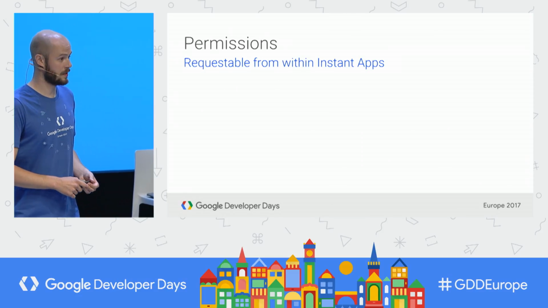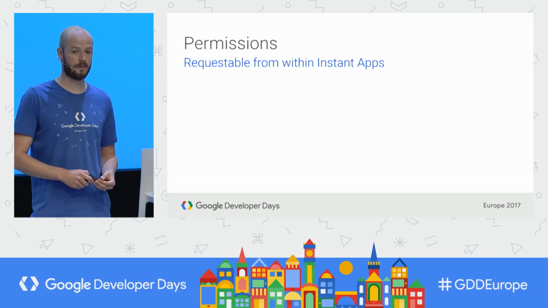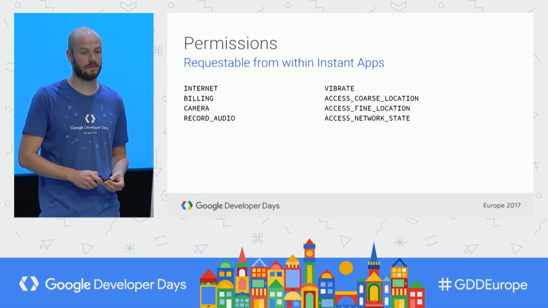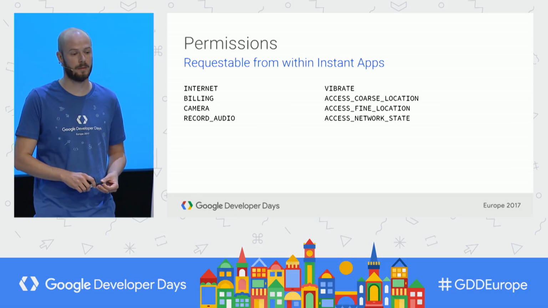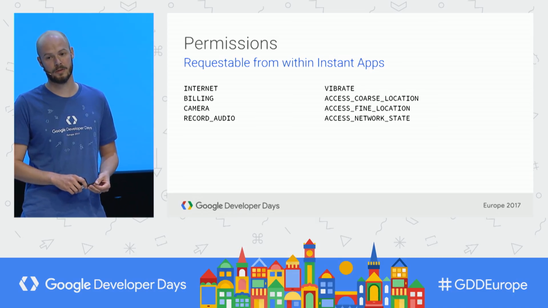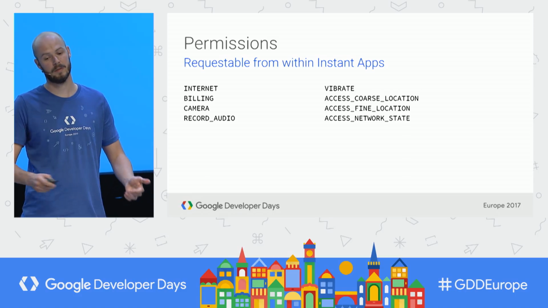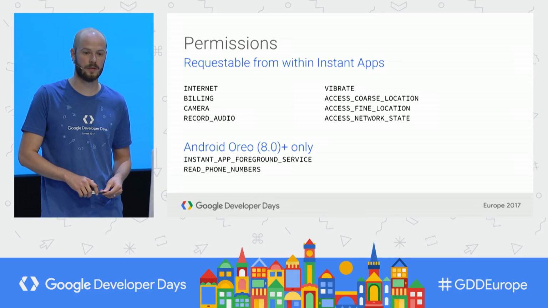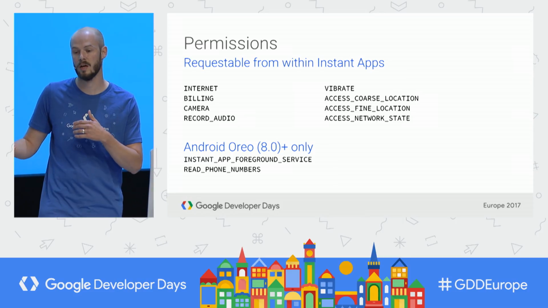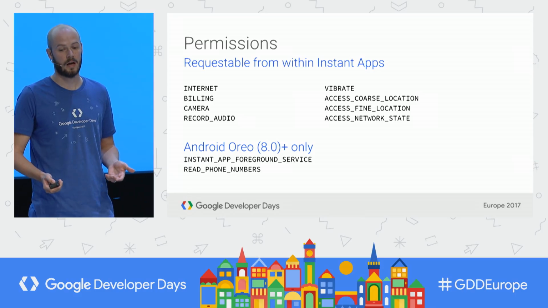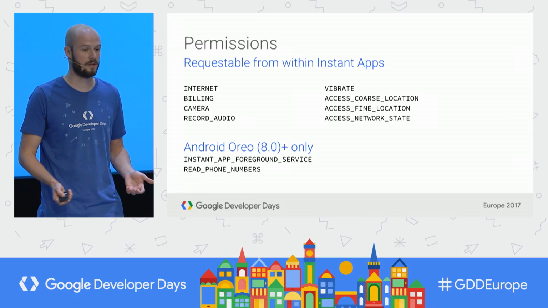When it comes to permissions, we made sure that this is secure for the users as well. We reduced the amount of available permissions for Android instant apps and the amount of requestable permissions, depending on the API level. So some of them are available down to Lollipop, and some of them are available only from Android Oreo and above. So your instant app could run in a foreground service, so this would be helpful for media playing applications. And it can read phone numbers, which is a subset of read phone state.